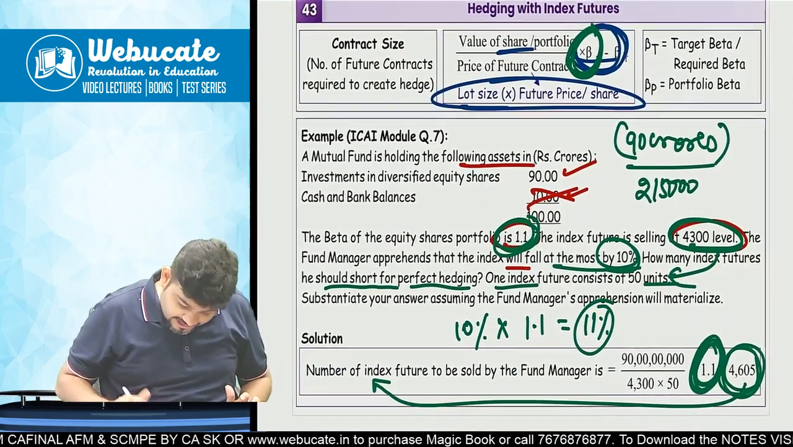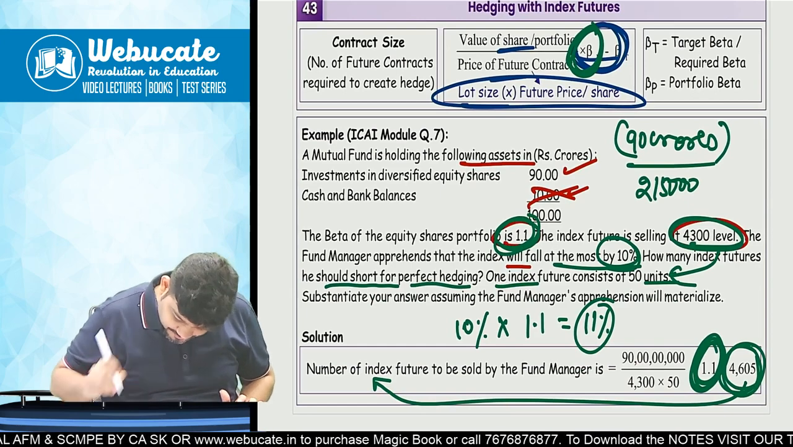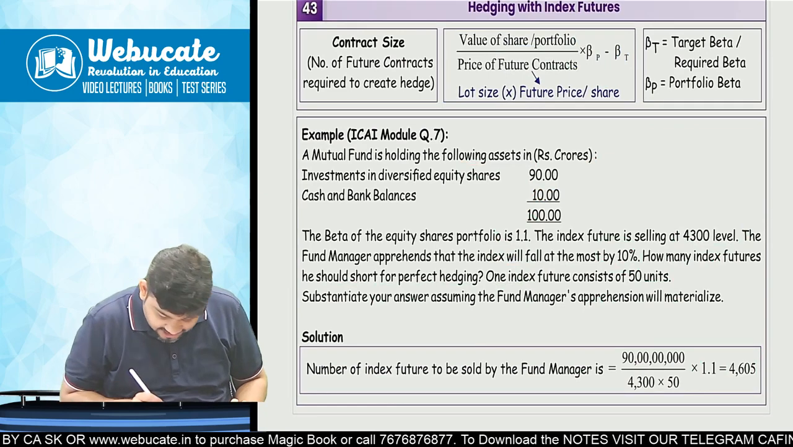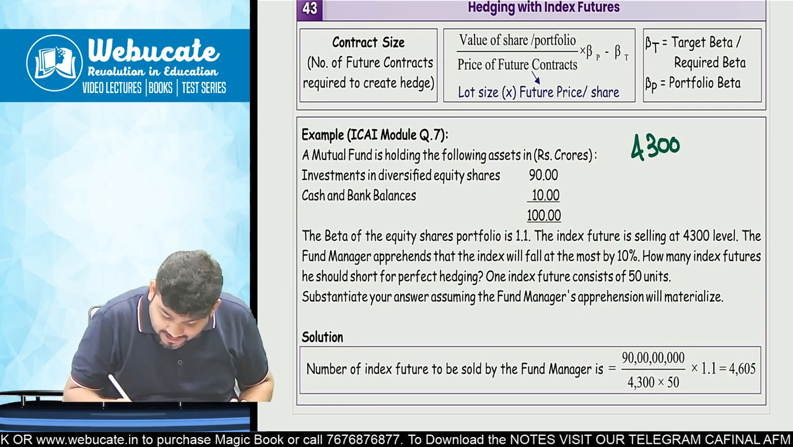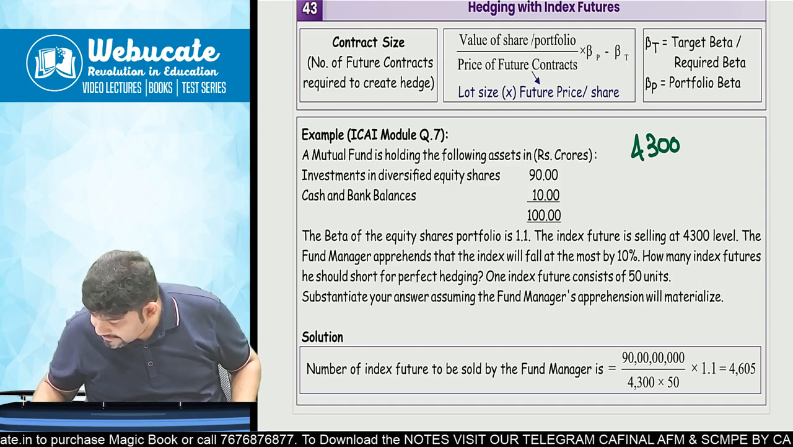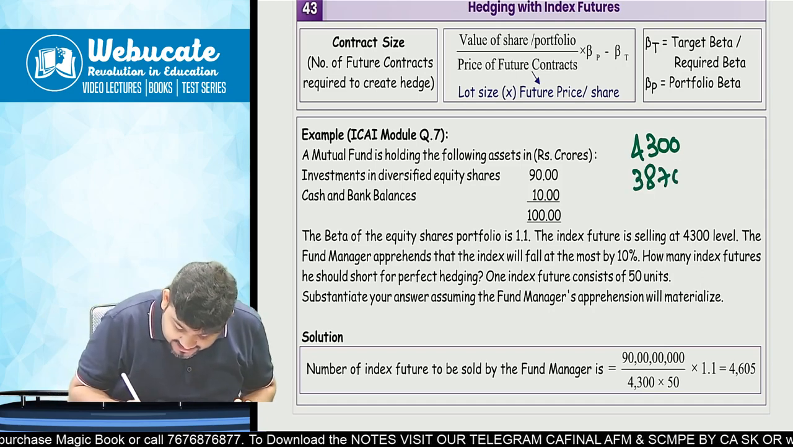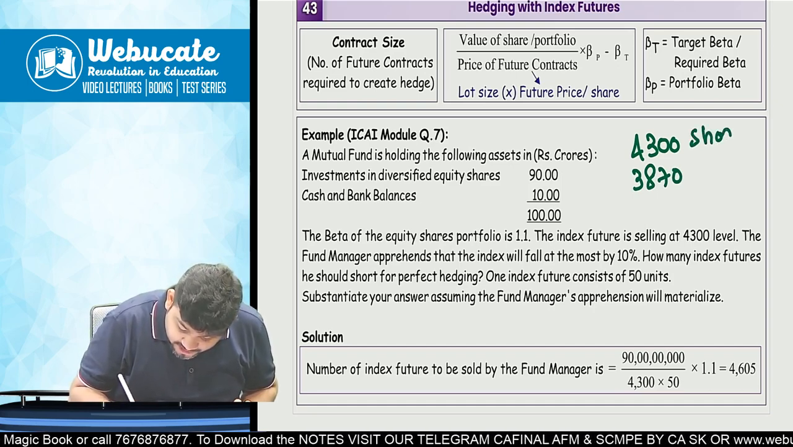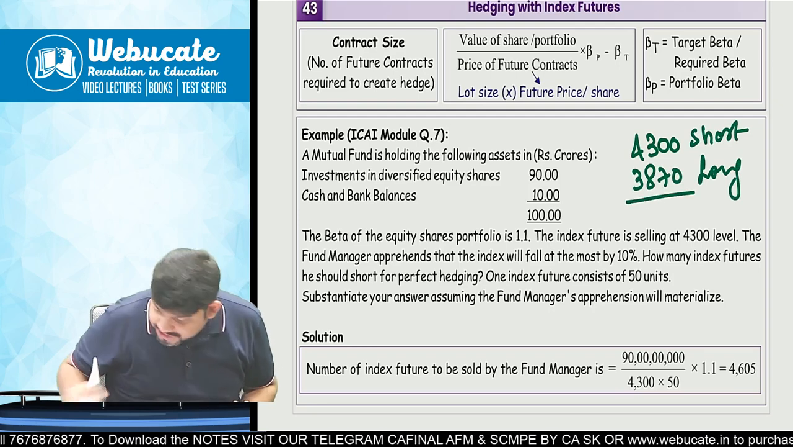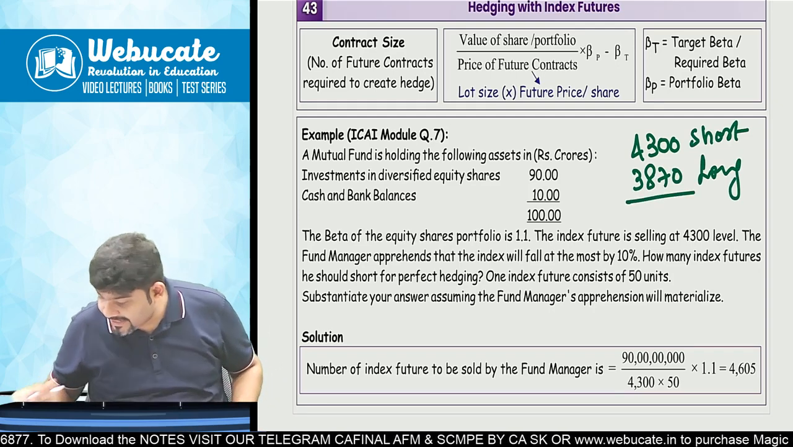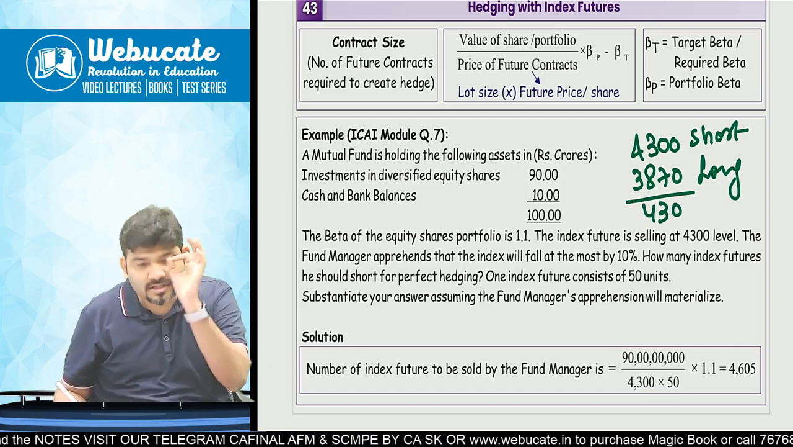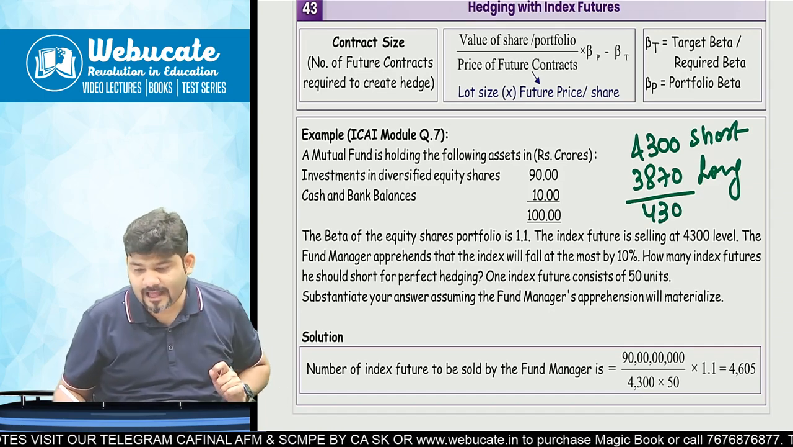What have you done? You have taken a short position at 4300. Market falls by 10%. So 4300 minus 10%. Now the market is 3870. So you have taken a short position, now you will close it, offset it by a long position. So 4300 minus 3870, this will become 430. Are we clear, everybody?